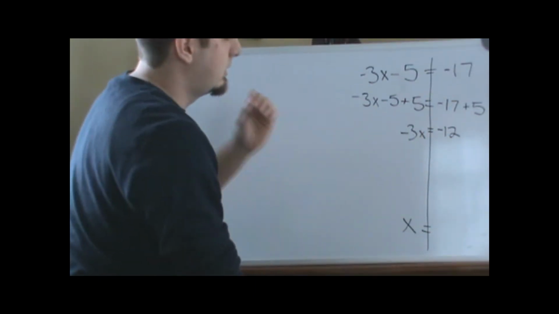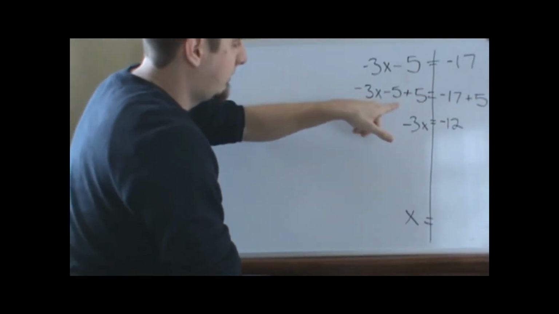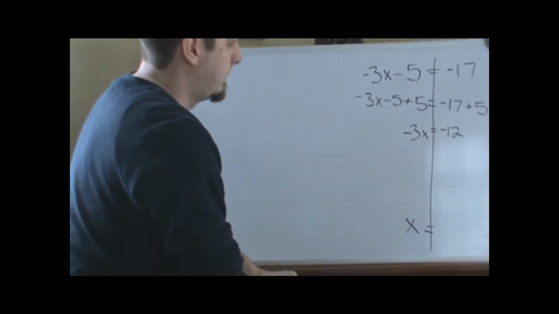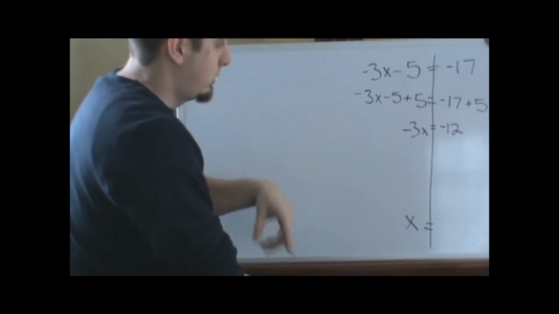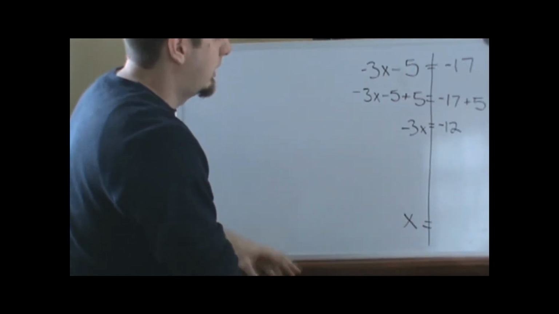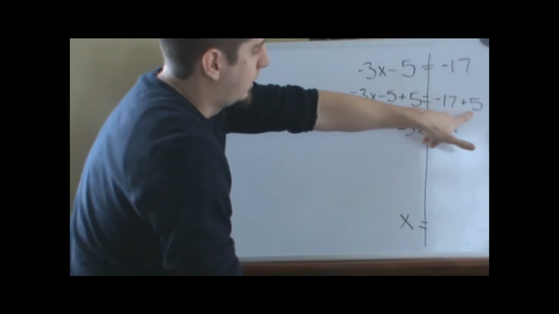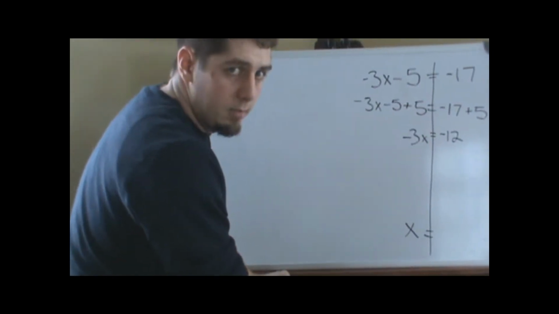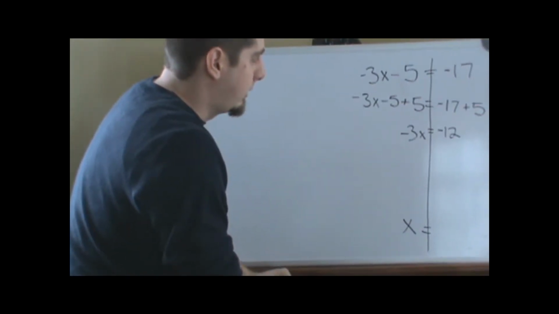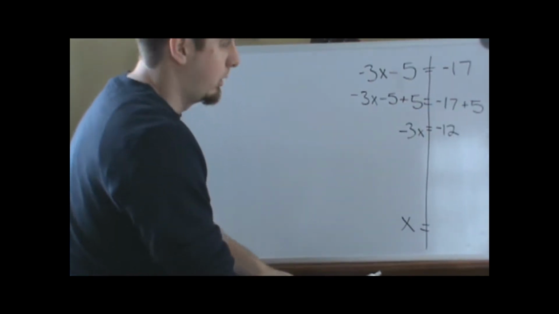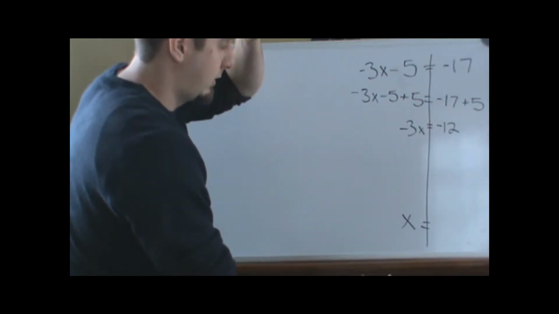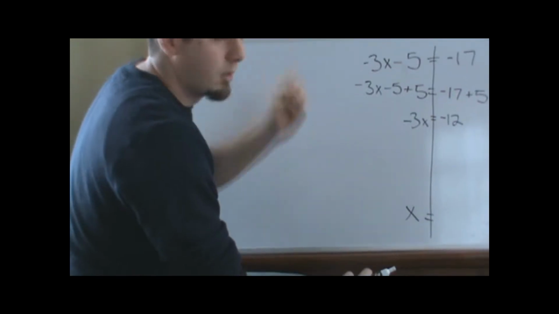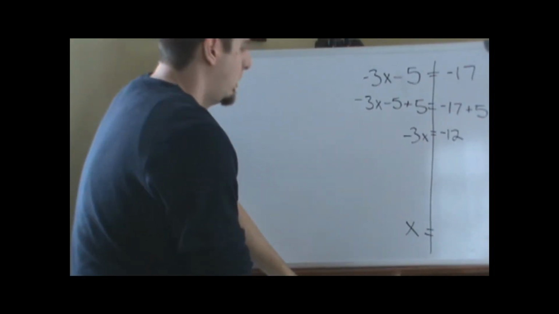Now if you want a more detailed explanation for why the 5's cancel out, if you take a look at the previous video on one-step equations, I go into much more detail on that. And if you are uncomfortable with adding and subtracting integers or negative numbers, take a look at my chapter 2 videos. There are a bunch of chapter 2 videos on multiplying, dividing, adding, and subtracting with integers.